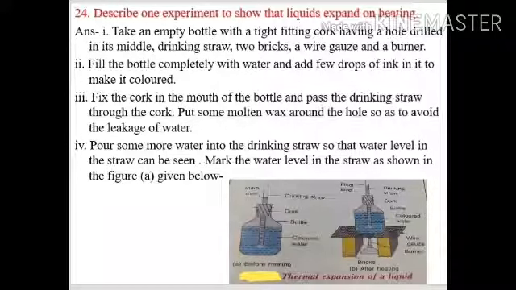Put some molten wax around the hole so as to avoid the leakage of water. Pour some more water into the drinking straw so that the water level in the straw can be seen. Mark the water level in the straw as shown in figure A, which is given below.